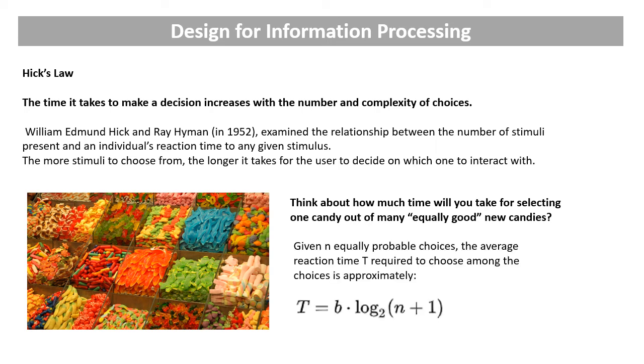Given n equally probable choices, the average reaction time t required to choose amongst the choices is approximately t equals b log to the base 2 of (n plus 1).